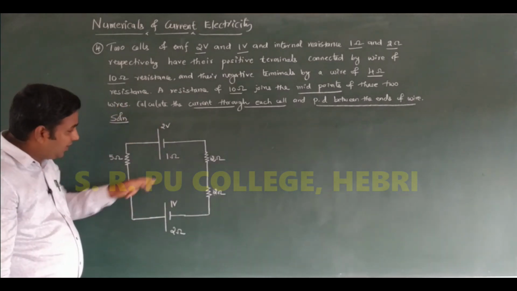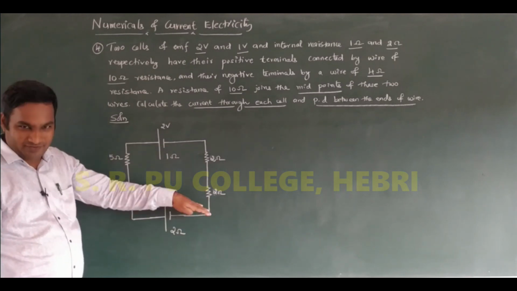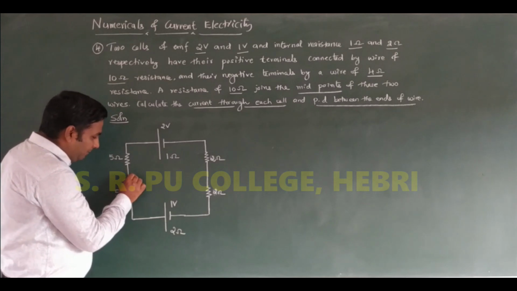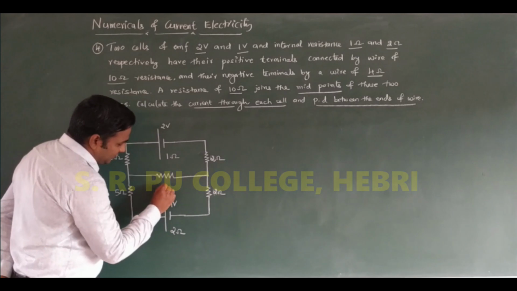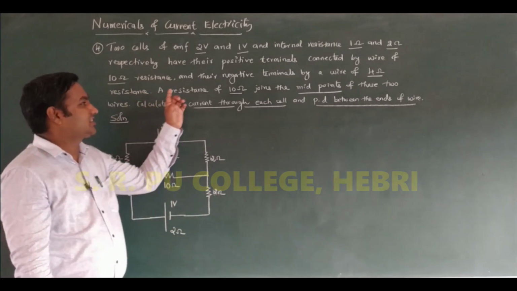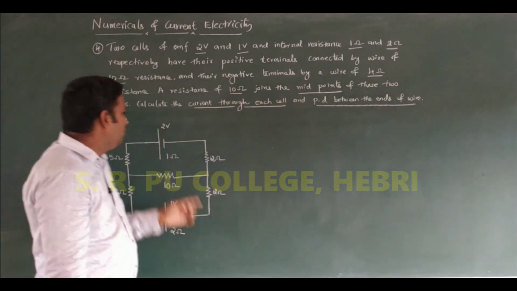The midpoint of these two wires, what happened? 5 ohm, 5 ohm, and 2 ohm, 2 ohm, he has divided equally. The midpoint is automatically divided. The midpoint joins to how much here? 10 ohm resistor. 10 ohm resistor. Read this: a resistance of 10 ohms joins the midpoints of these two wires.